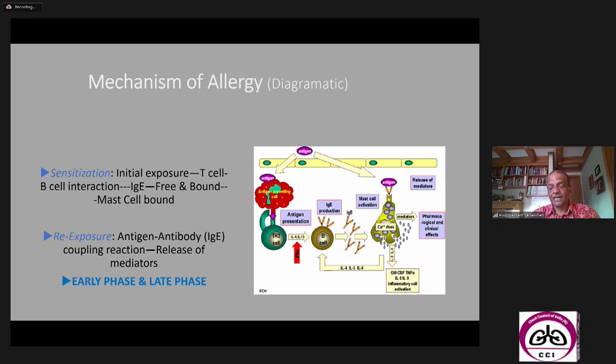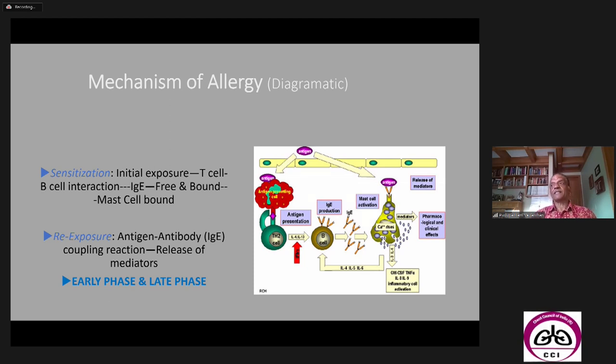And there are two phases in allergic inflammation. One is an early phase, another is a late phase. Early phase is the release of histamine and the chymase, tryptase, and the late phase is where these inflammatory mediators are formed, like leukotrienes and prostaglandins. So which is the one that is more important for us as far as treating asthma and allergies? It is the late phase.